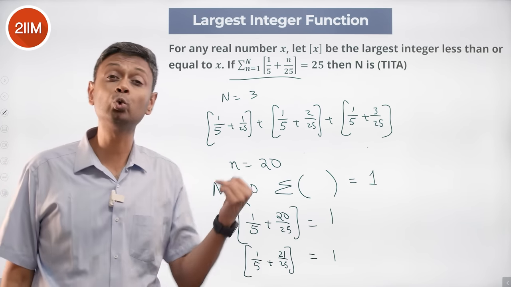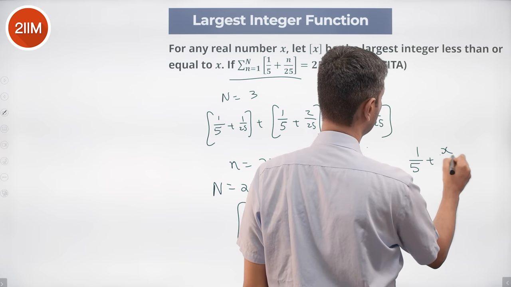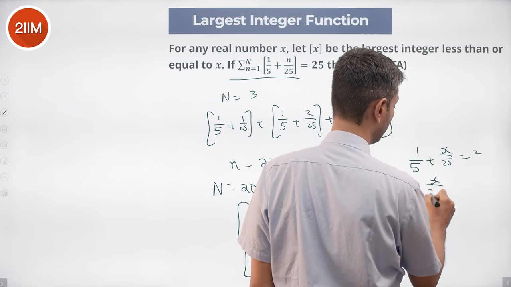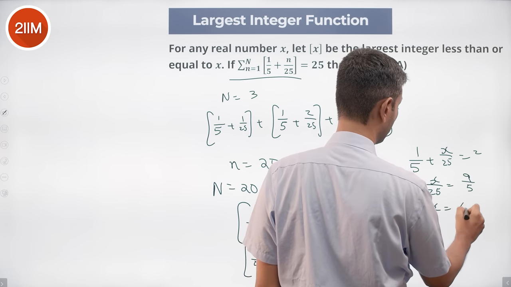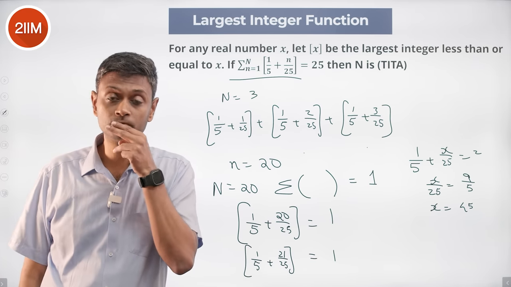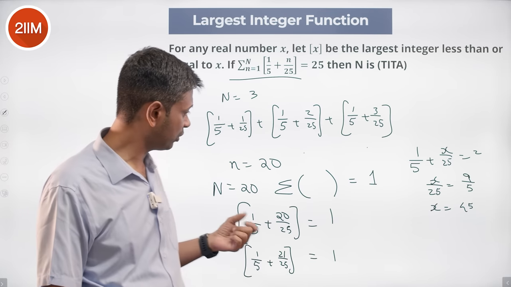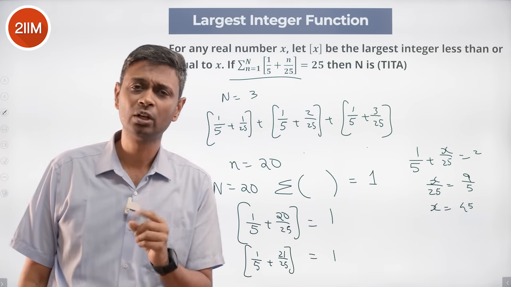This should become 2. So I'm going to solve for 1 by 5 plus x by 25 equal to 2. X by 25 should be 9 by 5. X should be 45. When x goes to 45, it will become 2. Till then, it will be 1. Starting from 20, 21, 22, 23, 24, 25, 26, 27, till 44 it will be 1.